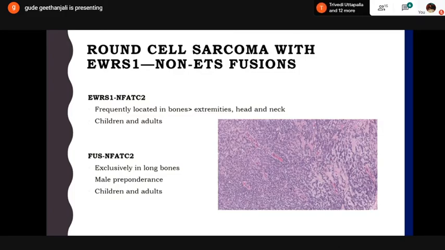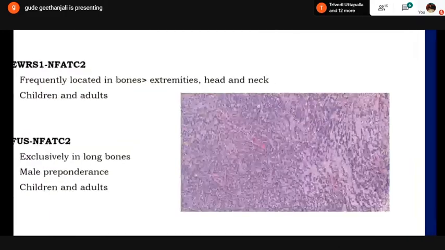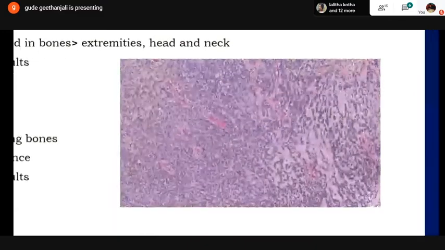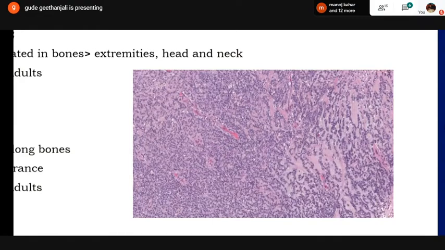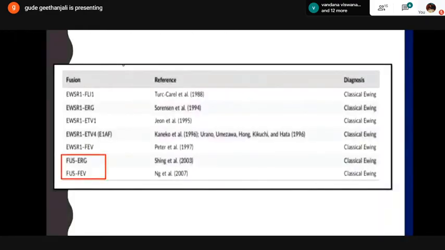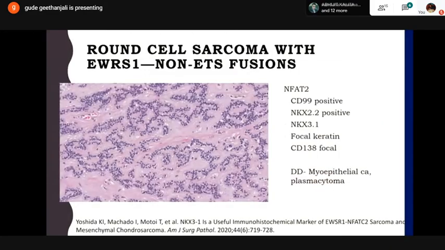And morphologically, one morphological clue to identify this translocation is that it has a pattern similar to Ewing sarcoma with a diffuse arrangement of small round blue cell tumors, but we can see presence of this myxohyaline stroma in the background. So here, as we can appreciate, we have a lot of myxohyaline stroma in the background, which is a feature described in NFATC2 rearranged round cell sarcomas.